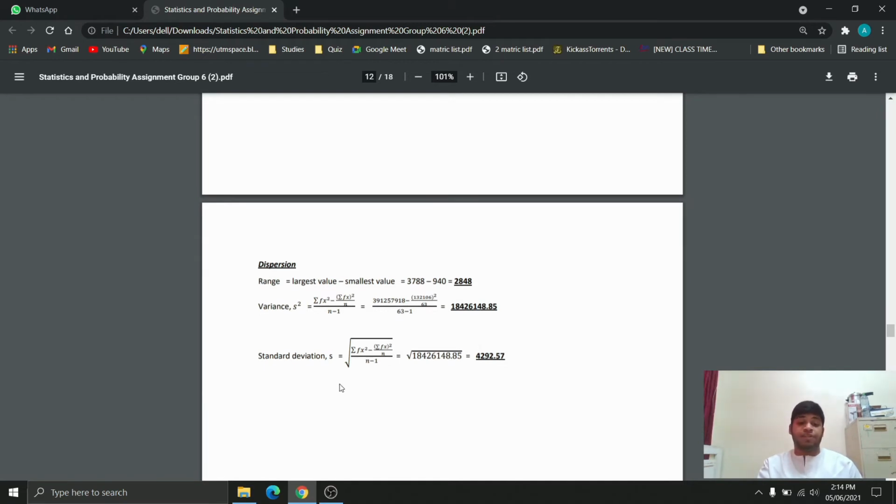After that, we need to find the standard deviation. Standard deviation is basically the square root of variance, so its relationship is like that. Here the formula is elaborated again, but we can simply square root this value of variance to get the standard deviation.